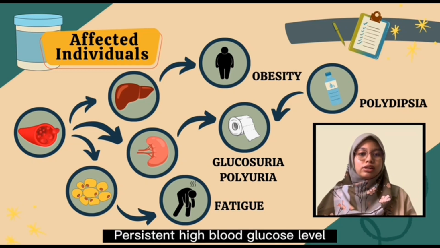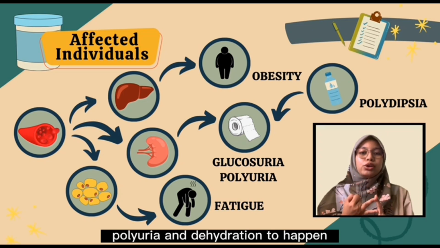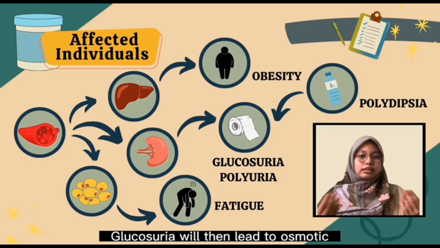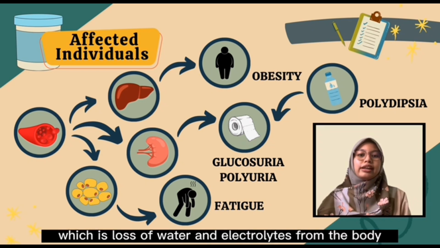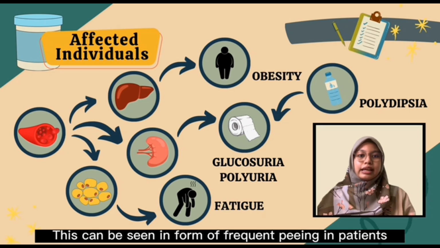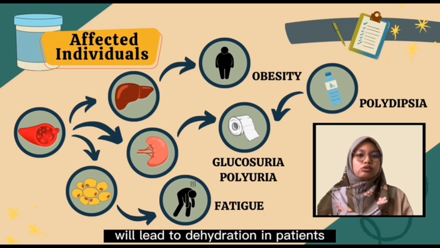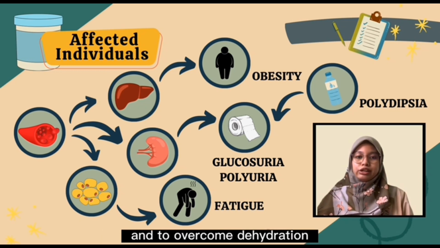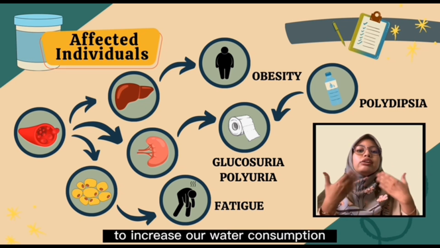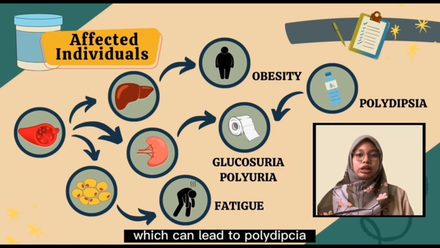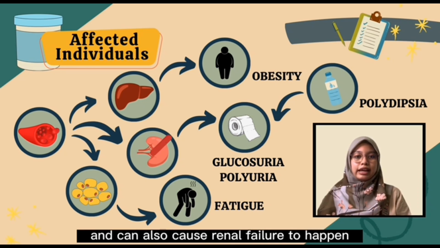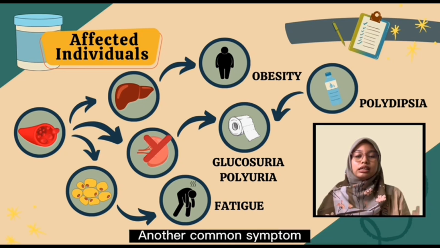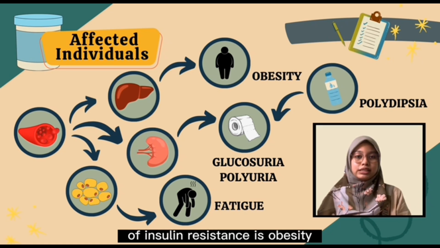Persistent high blood glucose level will cause glycosuria, polyuria, and dehydration to happen. Glycosuria will then lead to osmotic diuresis and polyuria, which is loss of water and electrolytes from the body. This can be seen in the form of frequent peeing in patients. Polyuria, on the other hand, will lead to dehydration in patients. And to overcome dehydration, our brain will be stimulated to increase our water consumption, which can lead to polydipsia. Prolonged dehydration can lead to a decrease in blood flow to the kidneys and can also cause renal failure to happen. Another common symptom of insulin resistance is obesity.